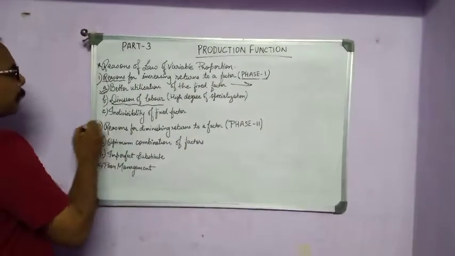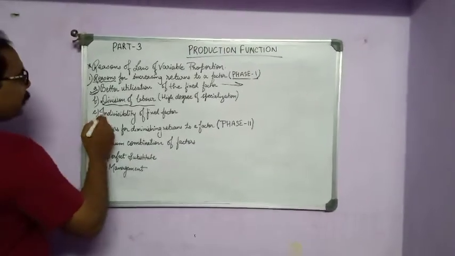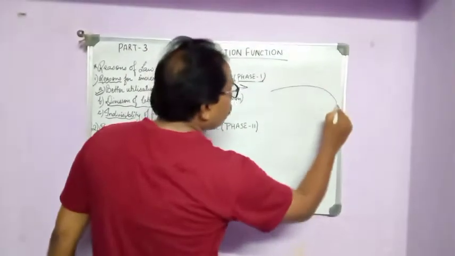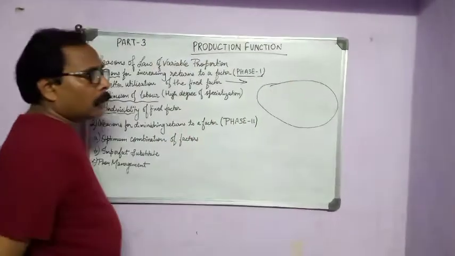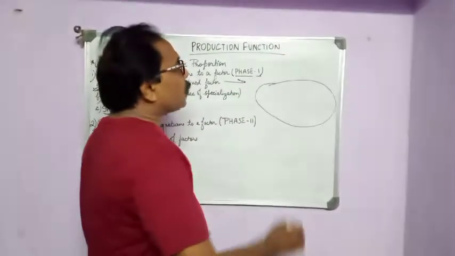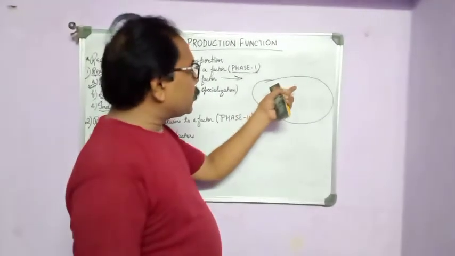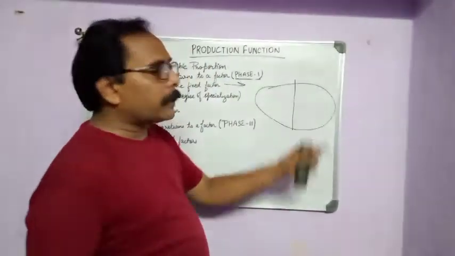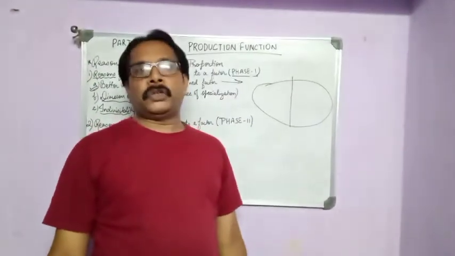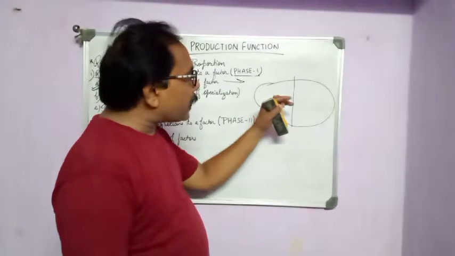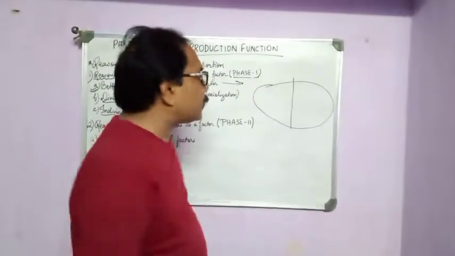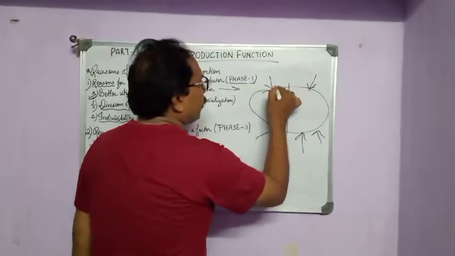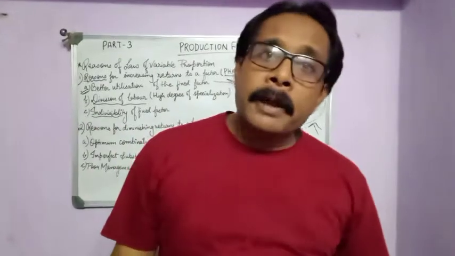Now come to the third point, that is known as indivisibility of fixed factors. Suppose the fixed factor size is very big. In that case it is not possible to divide the fixed factor. If we divide the fixed factor, it will cause damage. So to get the maximum output from that fixed factor, we will have to apply a number of variable factors, and in that case the production will increase at a faster rate.